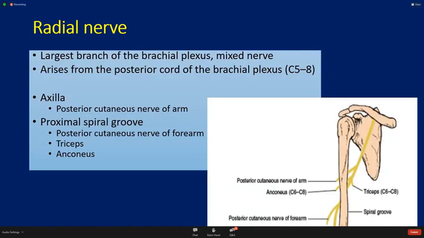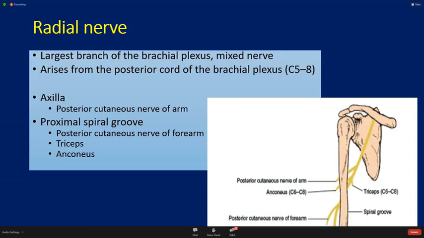We come to the radial nerve. It arises from the posterior cord of the brachial plexus. This nerve has branches starting from the axilla till its end. In the axilla, it gives off the posterior cutaneous nerve of the arm, which supplies the posterior aspect of the arm. Then it moves down and comes in close contact with the spiral groove of the humerus. Before entry into the spiral groove, it gives off 3 branches.